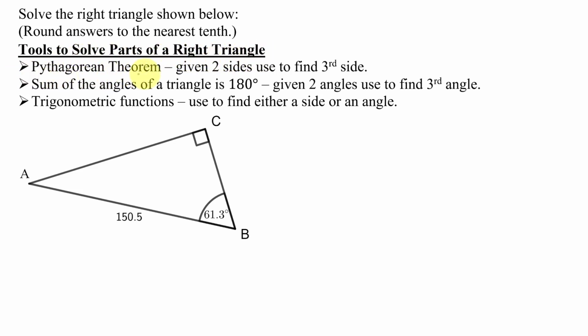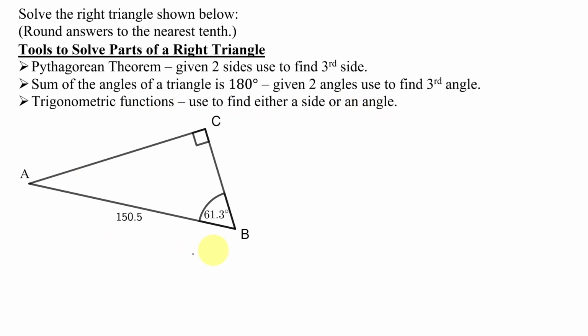The Pythagorean theorem. You can use it if you're given two sides and you use it to find a third side. The sum of the angles of a triangle is 180. That's if you're given two angles, you use it to find the third angle. And trigonometric functions you can use to find either a side or an angle.